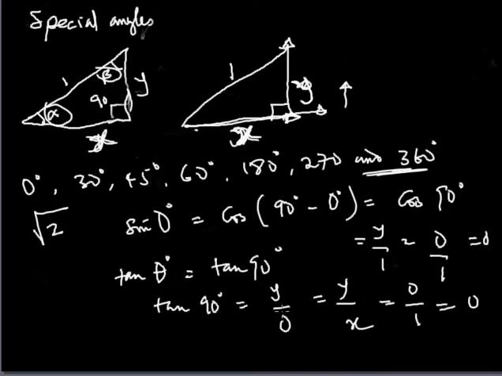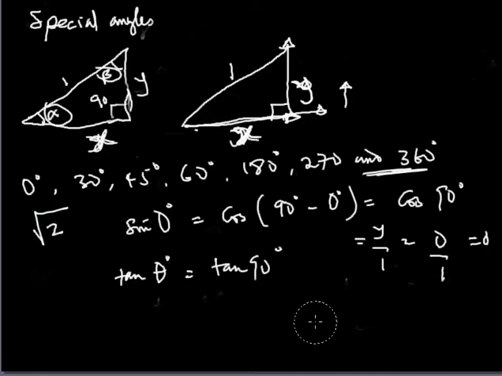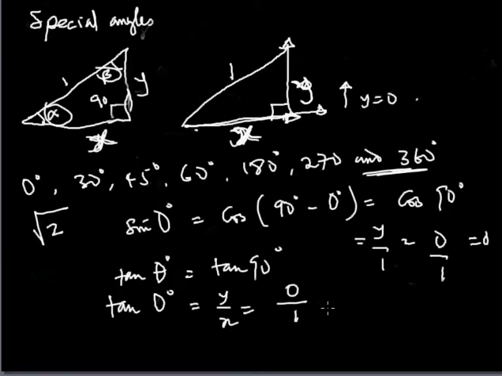Oh, no, that's a mistake. That shouldn't be the same thing. No, this is what I wanted to write. Tan 0 degrees is equals to y over x is equals to 0 because y is not increasing, over 1. Y value is equal to 0 over 1. That means it's equals to 0. Tan 0 is equals to 0.